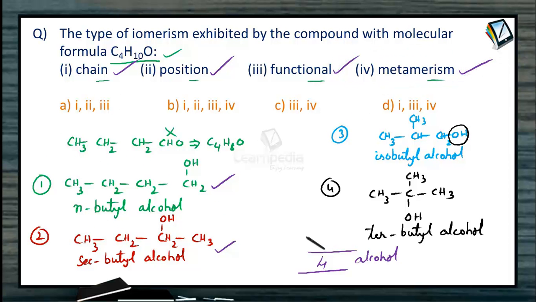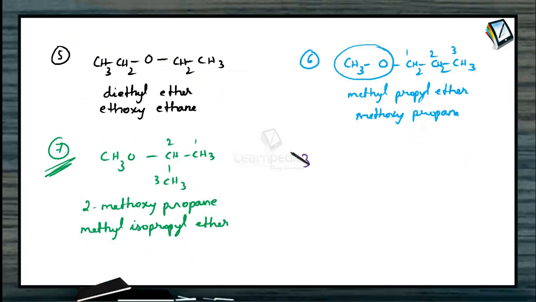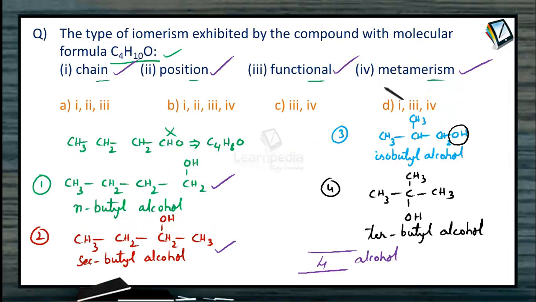So this compound of molecular formula C4H10O, it exists as 4 alcoholic isomers and 3 ether isomers, and exhibit all these 4 different types of isomerism. So our answer is option B.